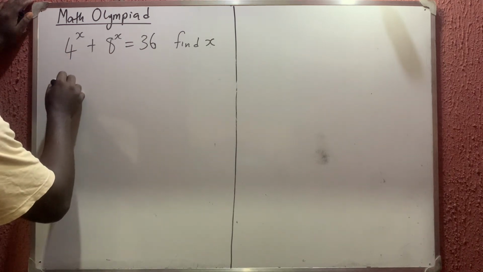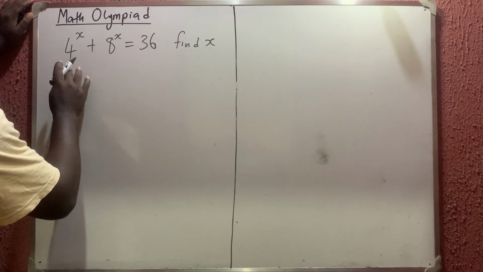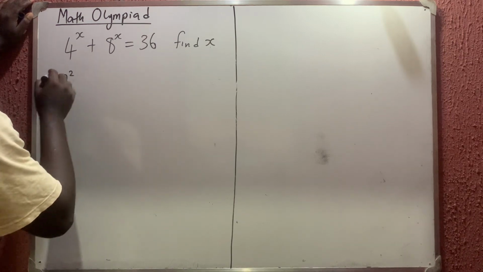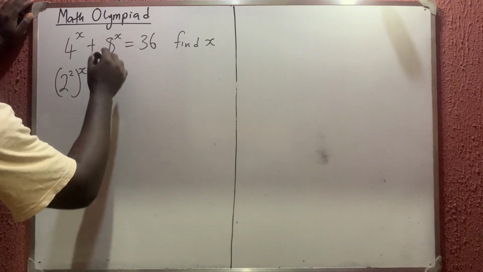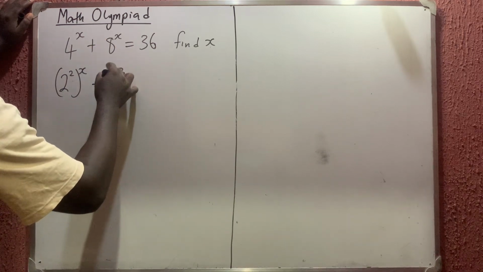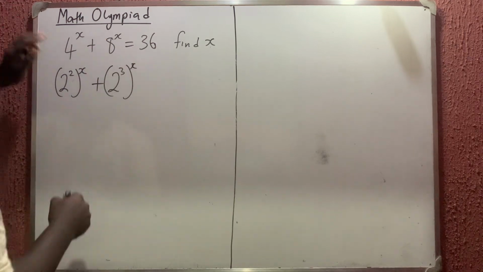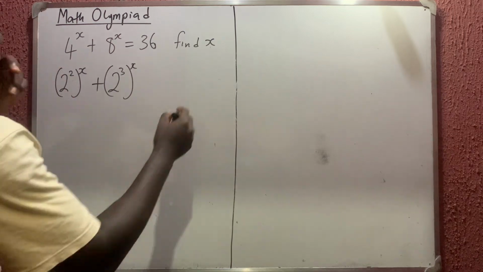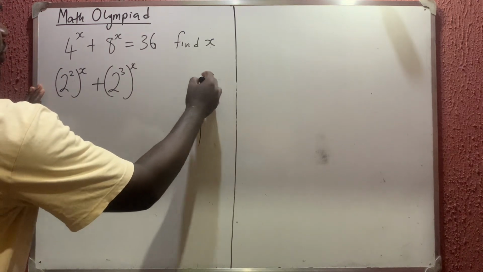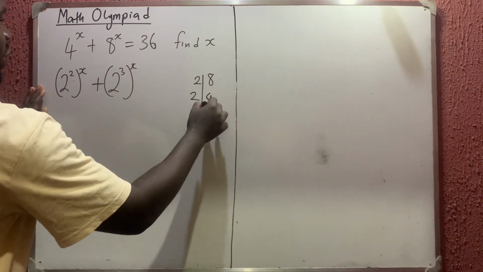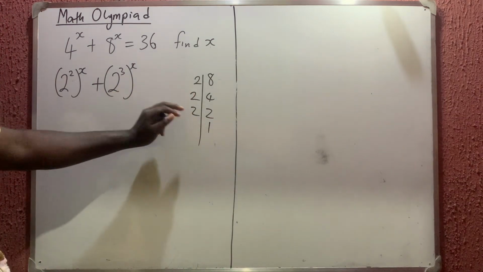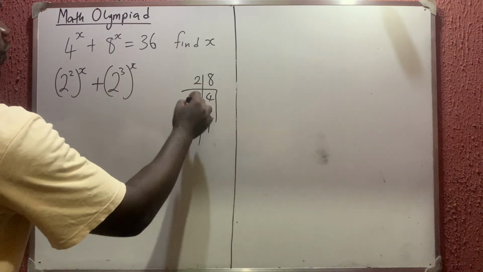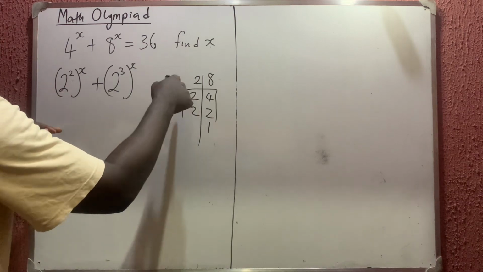4 could be written as 2 raised to power 2, then all raised to power x. Then plus, 8 could be written as 2 raised to power 3, then all raised to power x. How did I get this 2 raised to power 3 and 2 raised to power 2? Just get it by LCM. 2 divides 8, 4 times, 2 divides 4, 2 times, 2 divides 2, once. I'm dividing with 2 and they are 3 in number. But if you look at the side of 4, I'm still dividing with 2 and they are 2 in number.